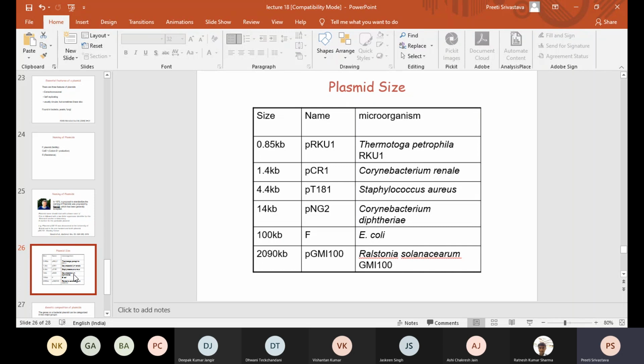Then the size of the plasmid, which I have already discussed in the class. It can be as small as 0.85 kb, that means less than 1 kb, which is from Thermotoga petrophila, but it can be as large as 2090 kb from Ralstonia, or even 100 kb, which is the size of F plasmid from E. coli. So plasmids can really vary in size.